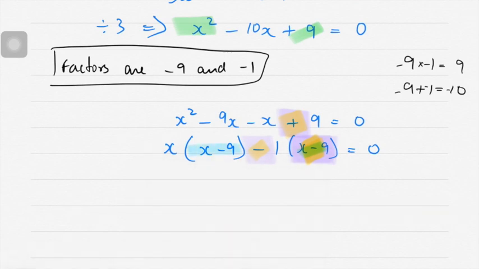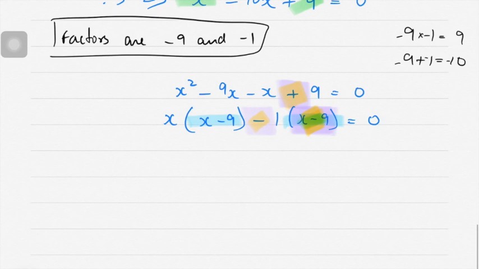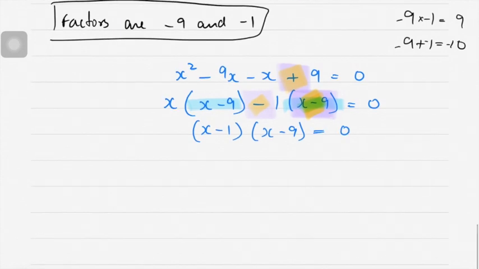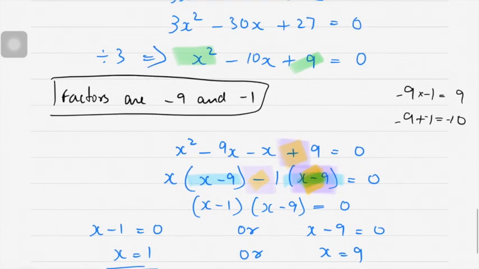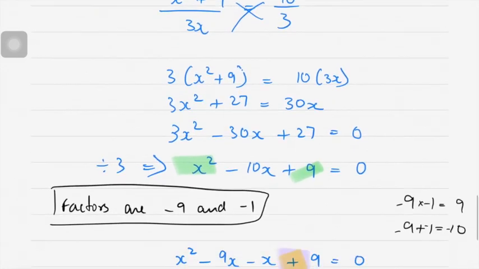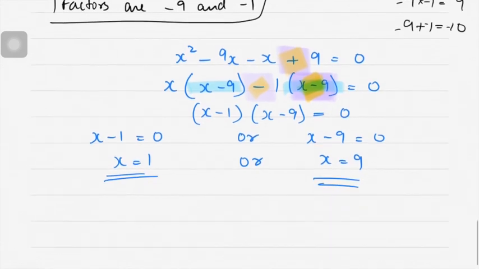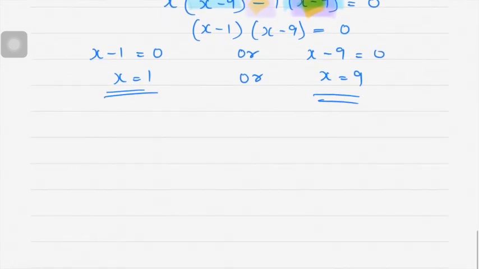Okay, and always the brackets will be the same. The brackets are going to be the same. So x minus 1 into x minus 9. If your brackets are not the same, that means you have made some mistake. Okay. So x minus 1 is equal to 0 or x minus 9 is equal to 0. So x is equal to 1 or x is equal to 9. Got it?